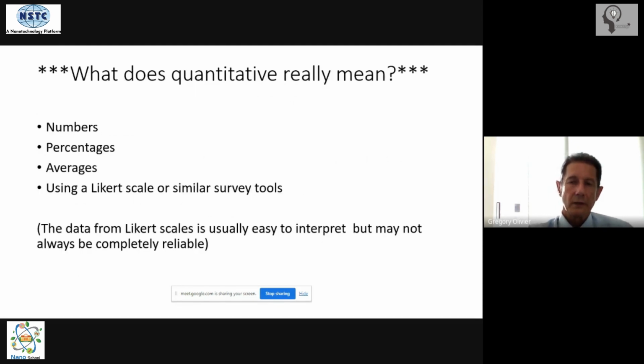All right, so again, quantitative, what it really means is it's looking at numbers, percentages, averages, and so forth and so on. For example, looking at the data from a Likert scale. It's easy to interpret, but it may not always be completely reliable.